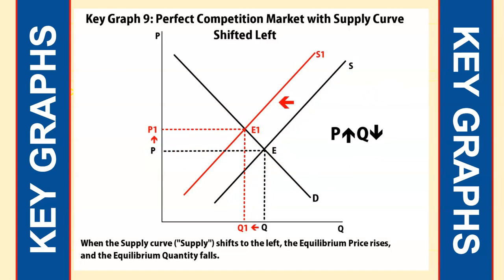In key graph 9, we have supply but moving in the other direction. Maybe the technology wasn't all that we thought it would be. There are problems, there are bugs, there are bigger issues that need to be addressed. This is leading the supply curve to shift leftward or inward.